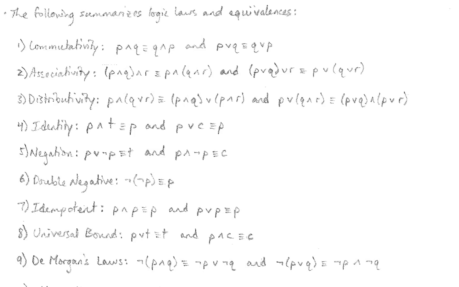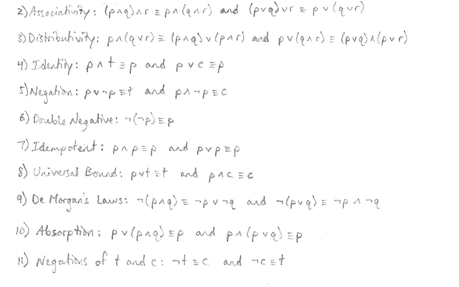6, the double negative. As you can probably guess, if you have not P and you take the negation of that, so if you have not not P, that's the same thing as P. Number 7, the idempotent or idempotent, whichever way you say it, laws. P and P is equivalent to P, as well as that P or P is equivalent to P. 8 says that if you take the disjunction of a statement P and something that's always true, you're going to get the thing that's always true. You're going to get your tautology. If you take the conjunction of P and something that's always false, it's always going to be false, so it's going to be a contradiction.